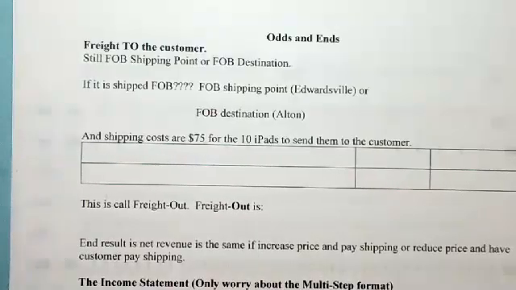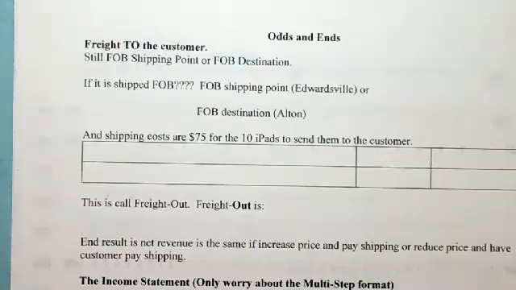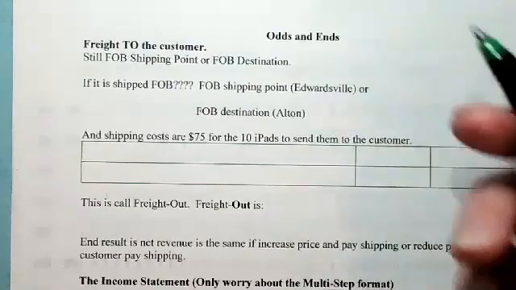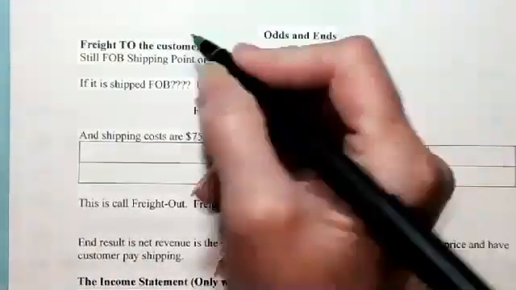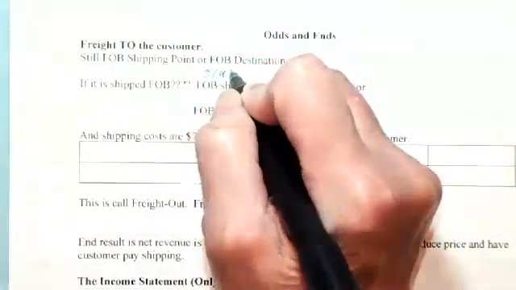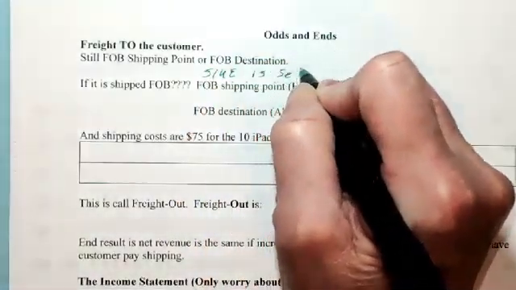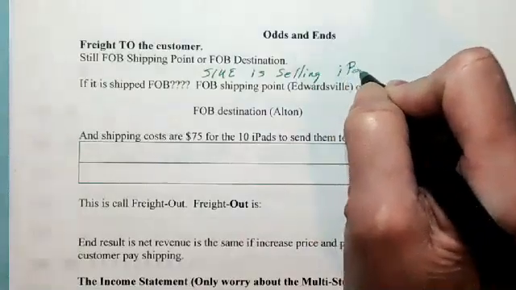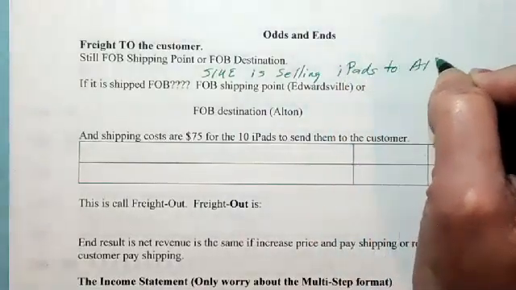We talked about freight to the seller. So now we're going to talk a little bit about freight to the customer. We have FOB, shipping point or destination. Again, we're going back to that problem where SIUE is selling the iPads to Alton schools.